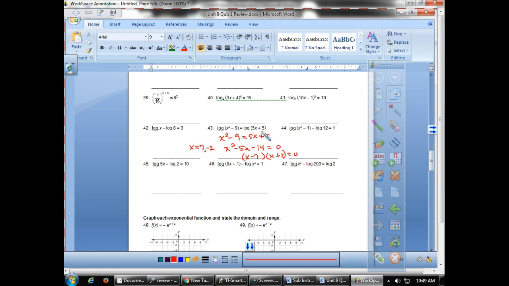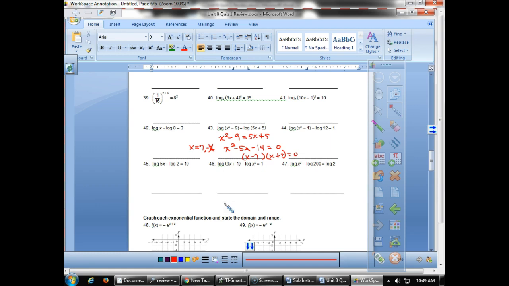Do they both work? No. Which one doesn't work? The negative 2. Now guess what? It works here fine, so you always have to test both. It does not work over here. So this is not part of our solution. So test them always. Another one?